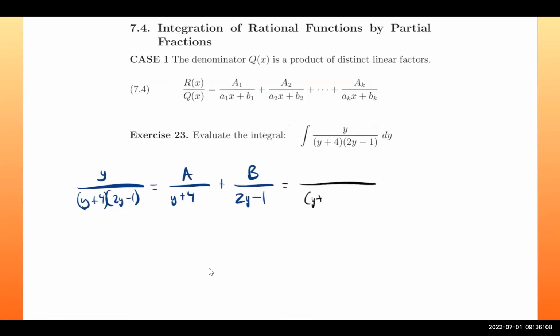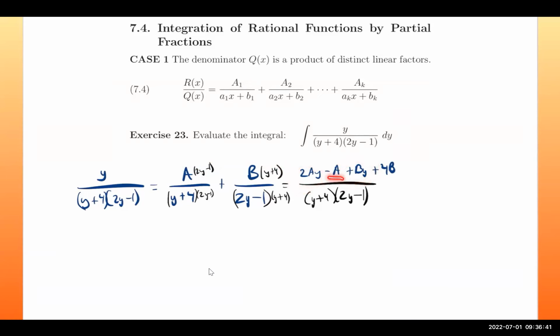Now we need to get the LCD, the lowest common denominator, which is clearly y plus 4 times 2y minus 1, which means in this case we're going to multiply top and bottom by 2y minus 1. And over here we're going to multiply top and bottom by y plus 4. This is the method of partial fractions. Once again, after distributing, you're going to end up with 2ay minus a plus by plus 4b.